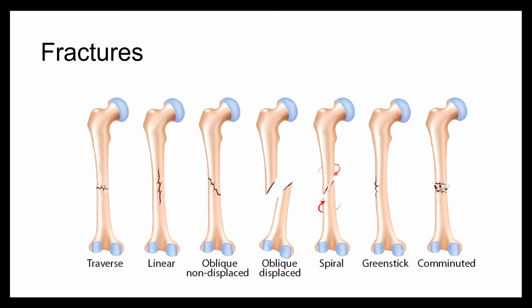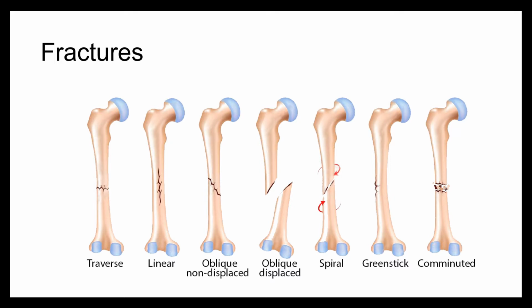In this example, we see also a non-displaced and a displaced fracture, two additional terms that you need to be familiar with. You'll notice with the first oblique fracture, this is a non-displaced fracture, and what that means is that the bone remains in alignment. With the displaced type of fracture, you can see that the two broken ends of the bone are separated. In this case, those broken ends of the bone would have to be realigned in order for proper fracture healing to occur.